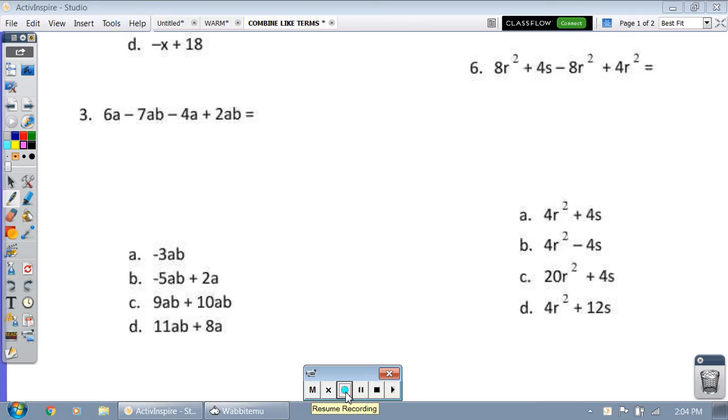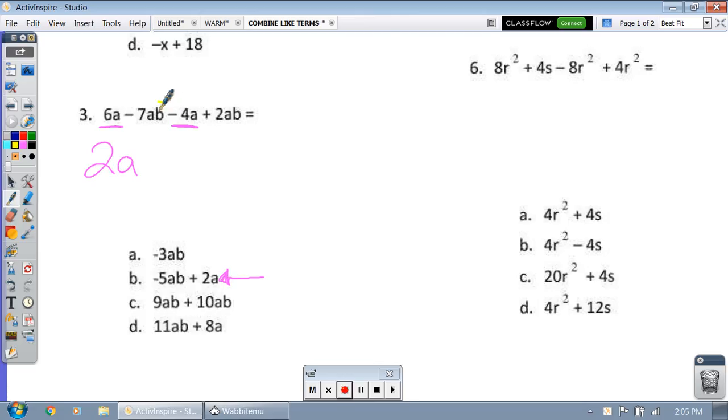Question 3, we don't have to do any distribution. We're just going to combine like terms. So we have the a's we're going to put together first. 6a minus 4a, that is 2a. Well, if you look at all your answer choices, there's only one answer choice right here that has 2a in it. But let's keep going.